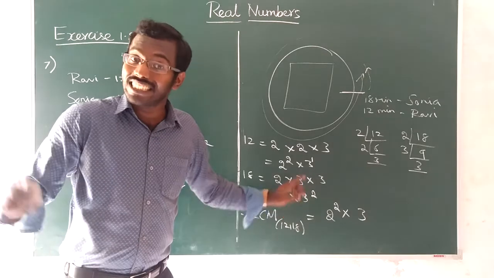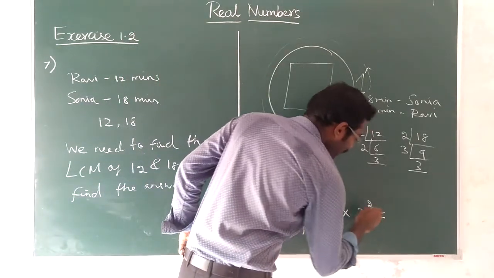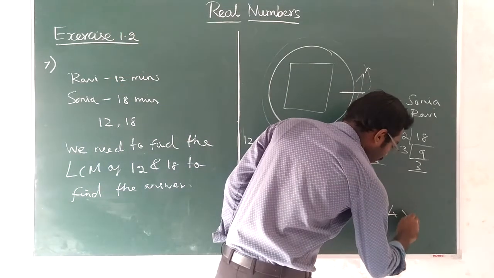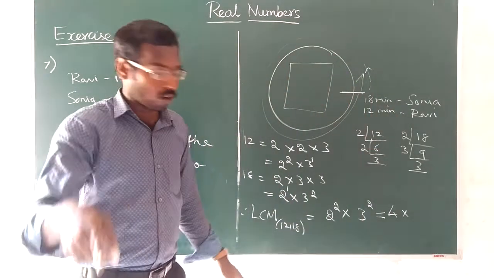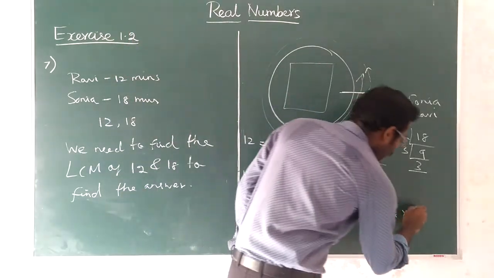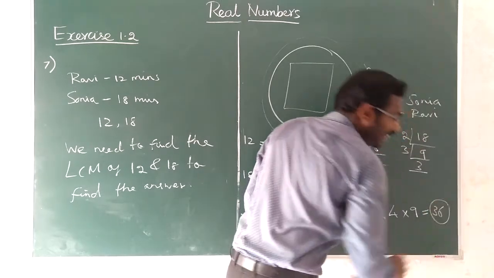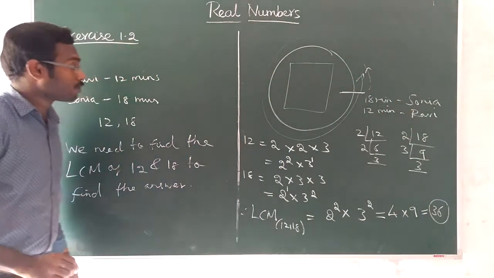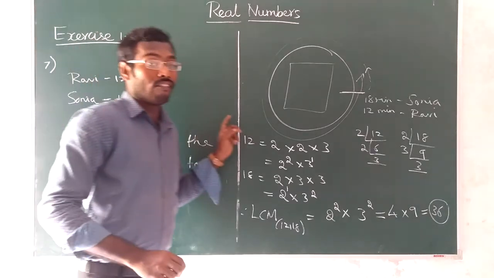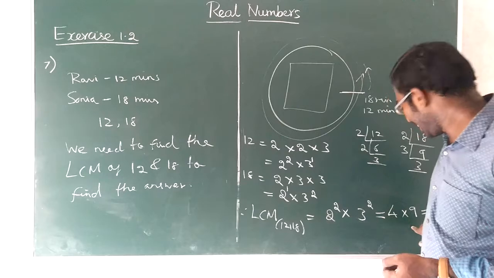Which one is greatest? LCM means greatest power you have to consider. So 3 power 2. That is equal to 2 power 2 into 3 power 2. 2 power 2 is 4, 2 2s are 4. 3 power 2 is 3 3s are 9. So 4 into 9, that is equal to 36. Answer is equal to 36, which means finally you write a statement. Ravi and Sonia will meet at the starting point after 36 minutes.